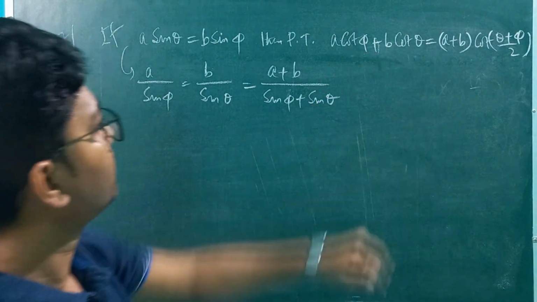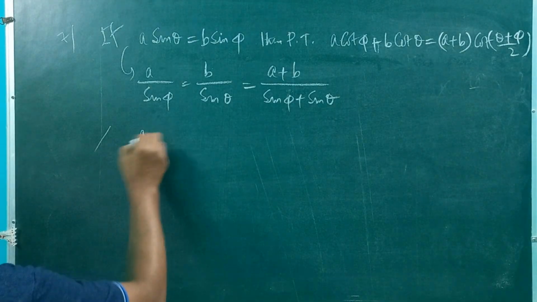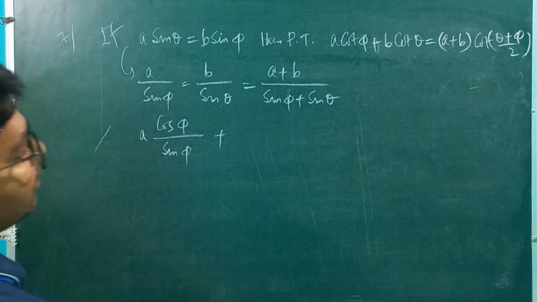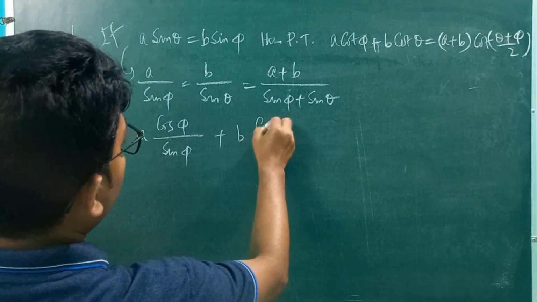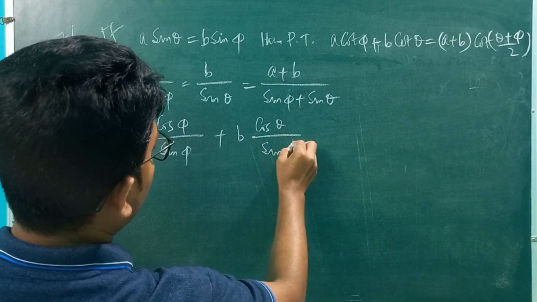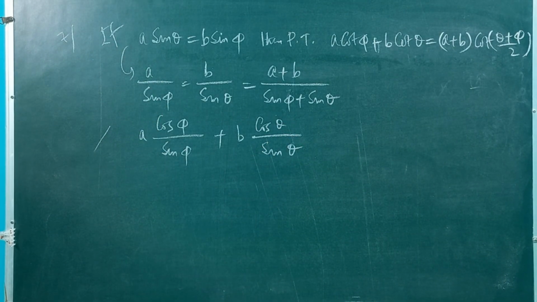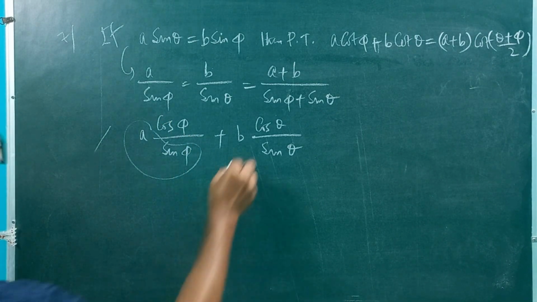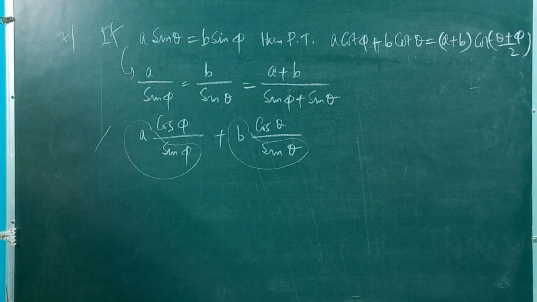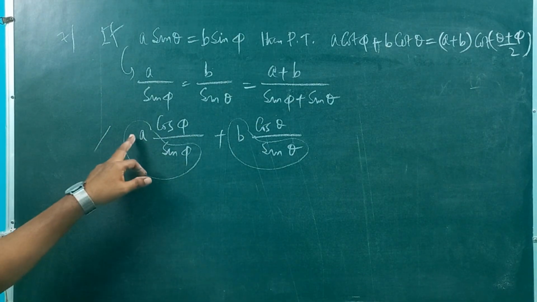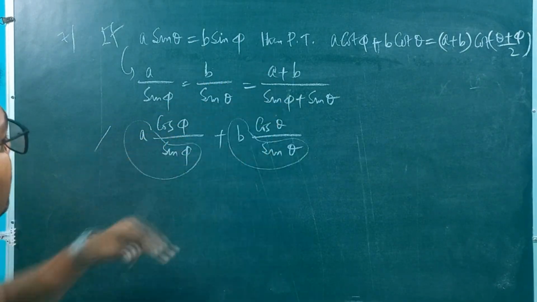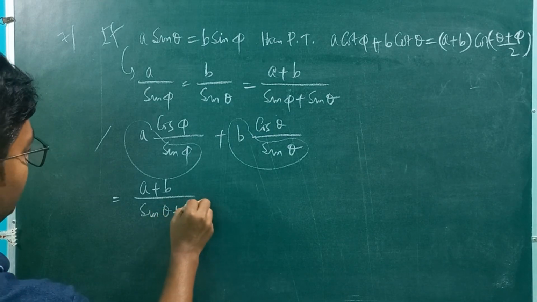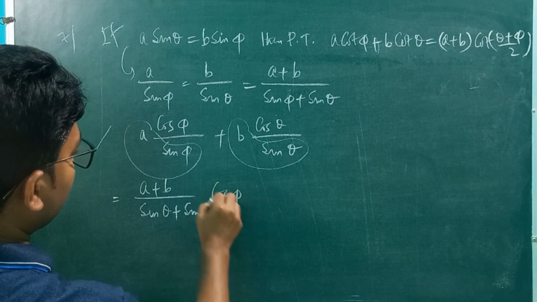Now what is our given problem? Our problem is a cot phi. Cot phi means cos phi by sin phi. B cot theta means b cos theta by sin theta. Now see, here is the term a by sin phi, here is the term b by sin theta. Now I can write a by sin phi into cos phi, which means a plus b by sin theta plus sin phi into cos phi.